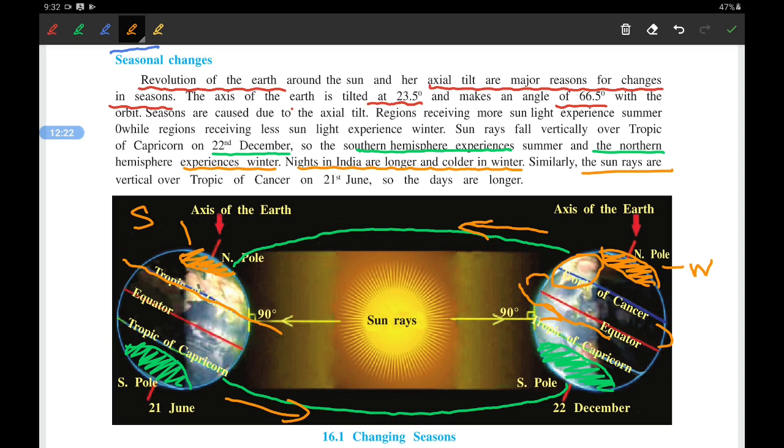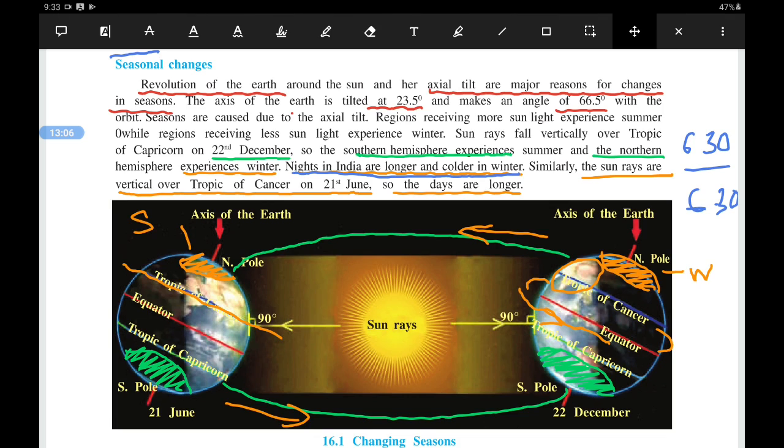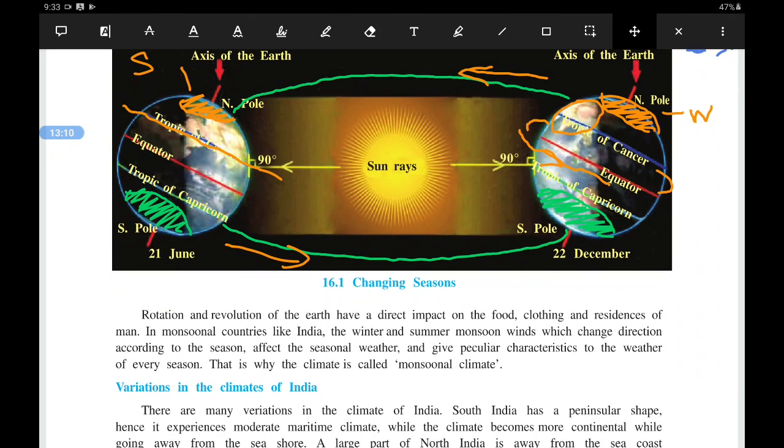Similarly, the sun rays are vertical over the Tropic of Cancer on 21st June, so the days are longer, and that's why we feel that the nights are longer during winter. Okay, the nights are longer during winter. It will be dark. You can see right now also, probably at 6:30 in the evening it will be darker, and the sun will rise after almost 6:30 in the morning. But during the summer season, the day will be longer. Okay, the day will be longer and the nights will be shorter.